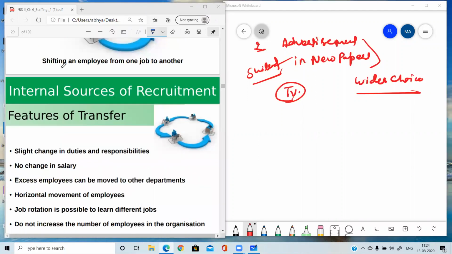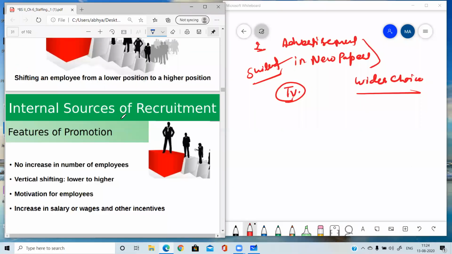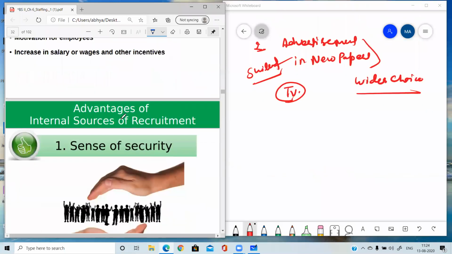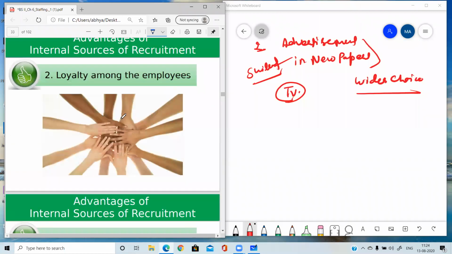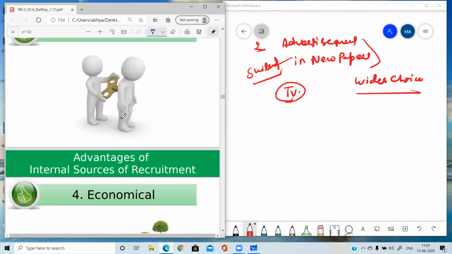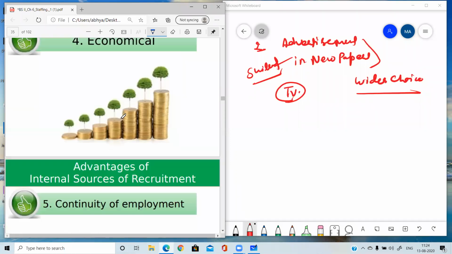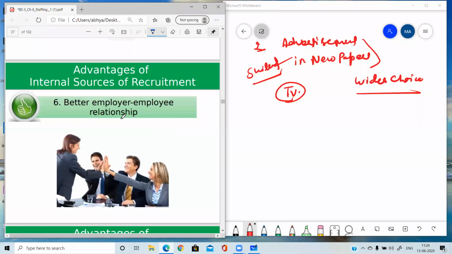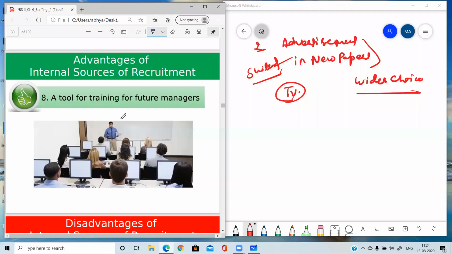Okay, so internal sources, I have already told you. Then internal sources of recruitment, promotion features we have already done. I'm going back because internal sources of recruitment, sense of security, loyalty, I have explained all these points. Motivation to the employees, you can see in this picture, one employee is giving motivation to another employee. Advantages next, economical, because we need not spend more. Continuity of employment, better employee relationship, all these we have done. Surplus and shortage rectified. Tool for training for future managers.